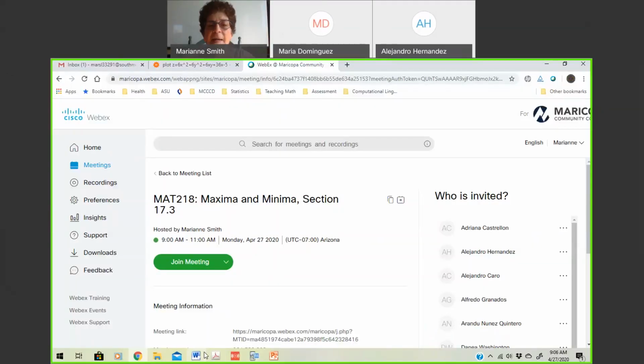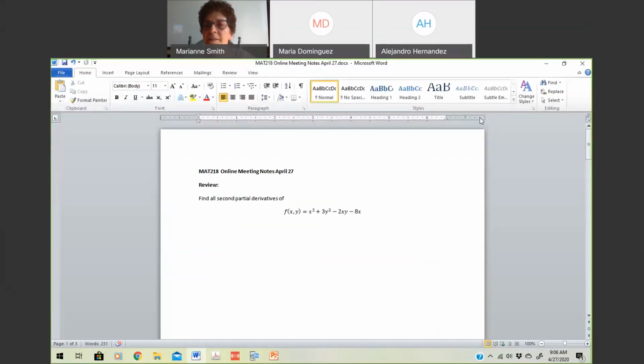Okay, and I'm going to start out with this, which is, again, a function of two variables. What I would like you to do to get started is try this question. In order to find all second partial derivatives, you need to find the first partial derivatives with respect to x and y, and then differentiate those again with respect to both variables, okay? So everybody understand what to do? Okay, so then you try this one.